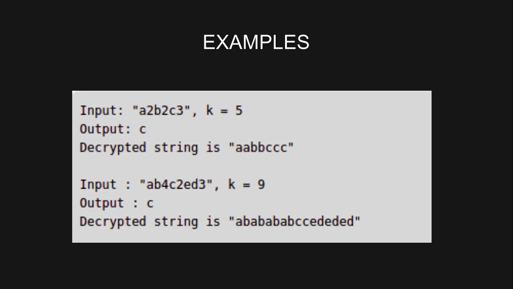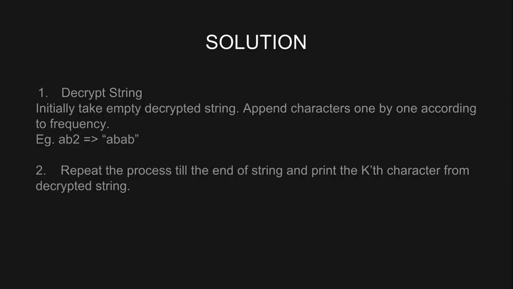Now let's look at the solution. First step is to decrypt the string. Initially take the empty decrypted string, append characters one by one according to frequency. Example, AB2 will become ABAB. Then repeat the process till the end of the string and print the kth character from the decrypted string.